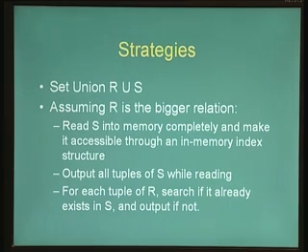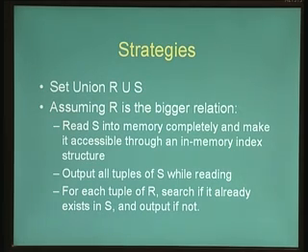Assuming that among R and S, R is the bigger relation, here is a very simple strategy to compute R union S. First read S into memory completely using the iterator on S, retrieve all tuples from S and place them in some kind of data structure like an index or a hash table, by which we can access each tuple of S as efficiently as possible. Now as and when we are reading S, keep outputting the tuples of S, because anyway R union S should contain all tuples of S.